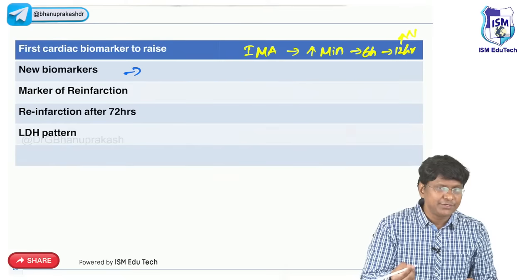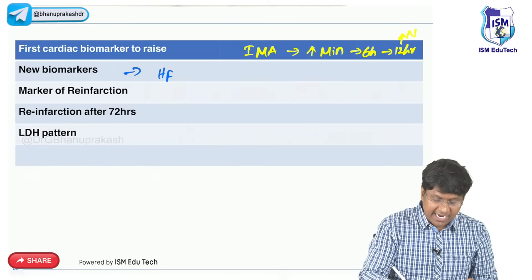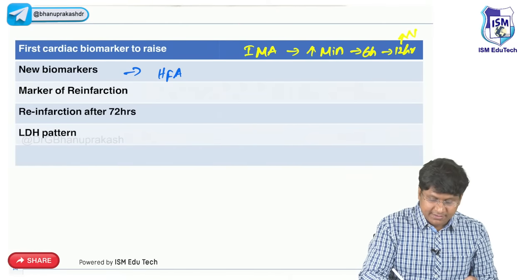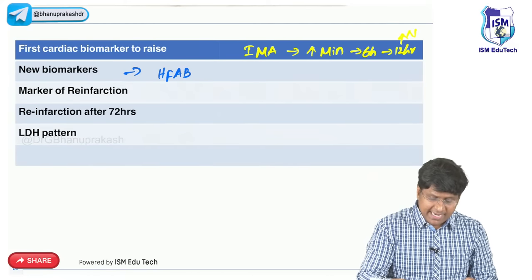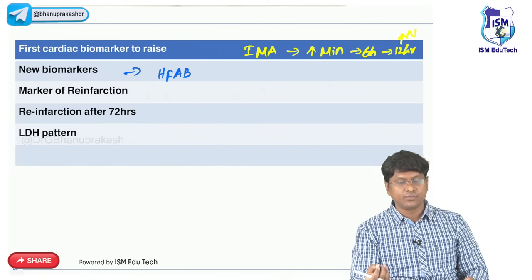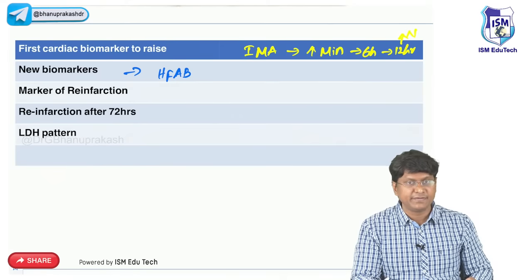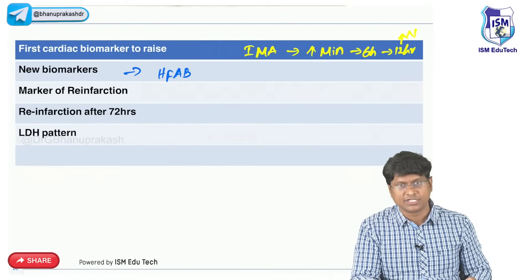And what are the other new biomarkers? That is heart fatty acid binding protein, right? And the other biomarkers which are elevated within half an hour to 1 hour will be even myoglobin. But that myoglobin is non-specific.